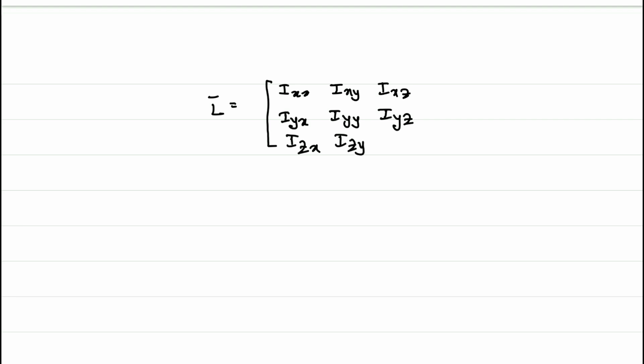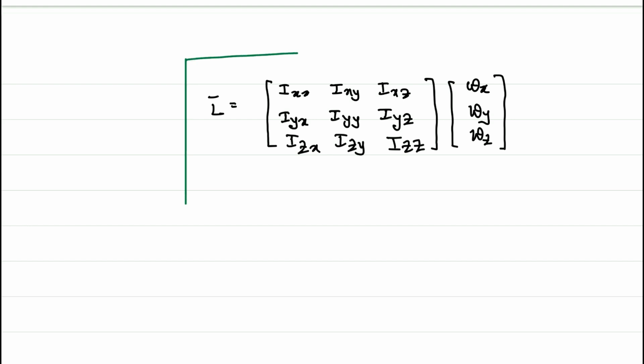So ultimately what we have got is L is equal to the matrix Ixx, Ixy, Ixz, Iyx, Iyy, Iyz, Izx, Izy, Izz, into the column vector omega x, omega y and omega z. This is the value of the angular momentum.